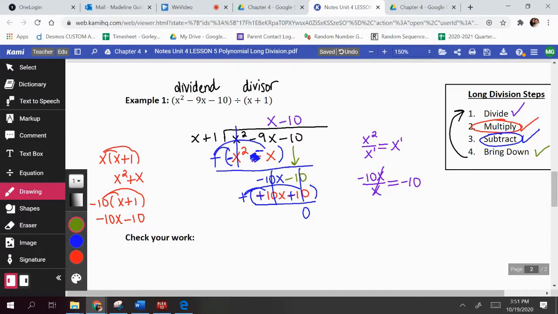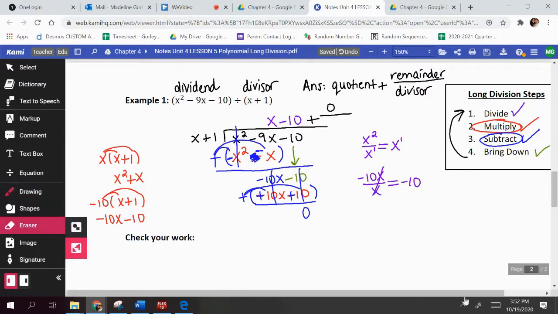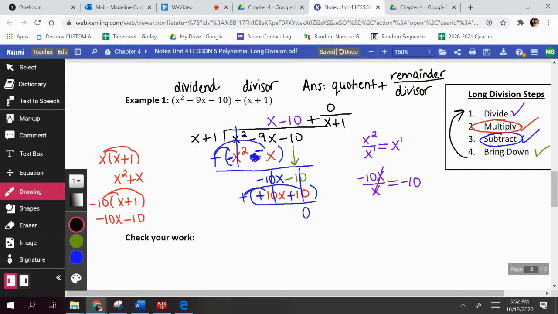Okay, so that's it. So really, if I wanted to write my answer, your answer is always written as quotient plus remainder over divisor. If I wrote it like this, we'd have the quotient, which is x minus 10, plus remainder, which was 0 over divisor. And here I was dividing by x plus 1. Okay, now that's not completely simplified. Really, if I'm adding on 0, I don't need to put that. So really my answer here would just be x minus 10.